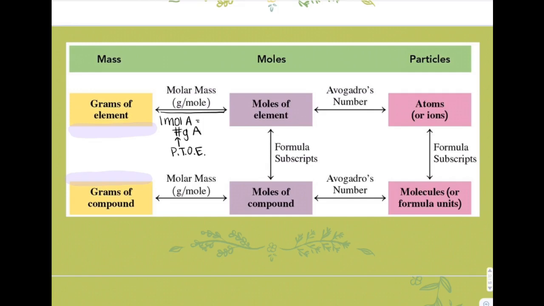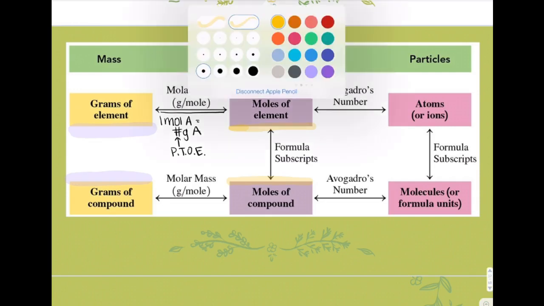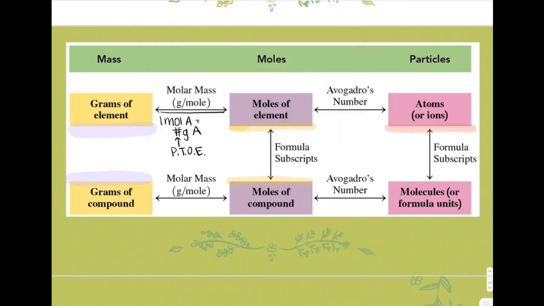The next part is the moles of the element, or the moles of the compound. So if I give you moles and ask you for grams, then you know to use the molar mass. If I give you mass, ask you for moles, use the molar mass. What if I give you grams and ask you for atoms or ions or molecules? Then you'll come over here and you'll be using Avogadro's number.